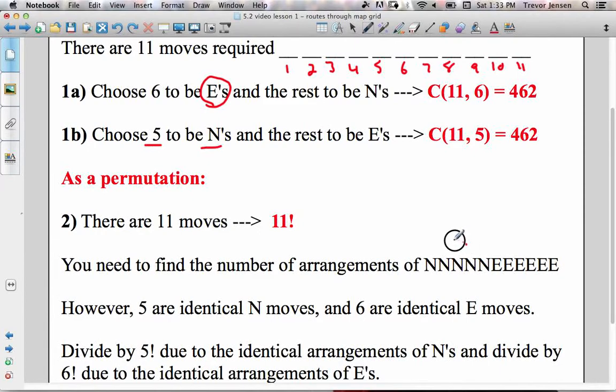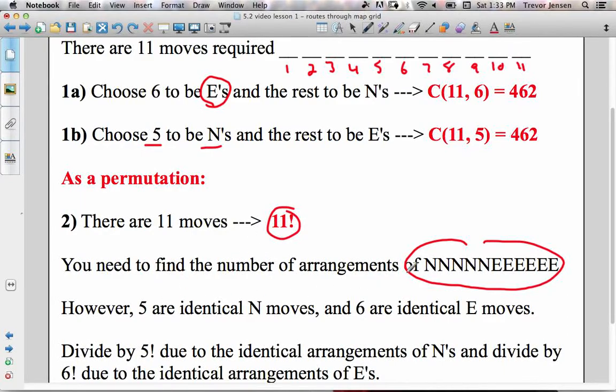So think of it as a word, a word that is spelled with 5 N's and 6 E's. Hopefully you remember from last chapter we learned how to figure out the number of arrangements of the letters in a word where some of the letters are the same. So I have 11 objects. How many ways could you order 11 objects? n factorial ways, so 11 factorial.